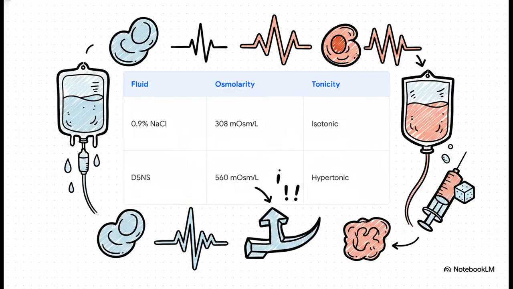Check out the stark numerical contrast in osmolarity here. Normal saline, our standard go-to fluid, perfectly matches the tonicity of our blood at roughly 308 milliosmoles per liter. It's isotonic, nice and balanced. But look at D5NS, dextrose 5% in normal saline. Because of that added sugar, it is highly hypertonic, sitting at a massive 560 milliosmoles per liter.